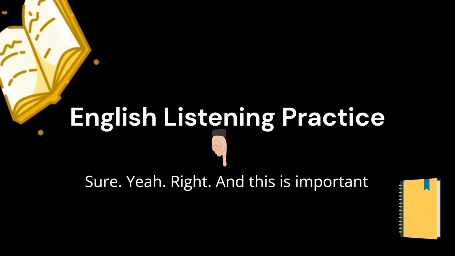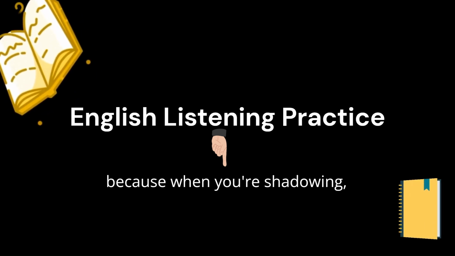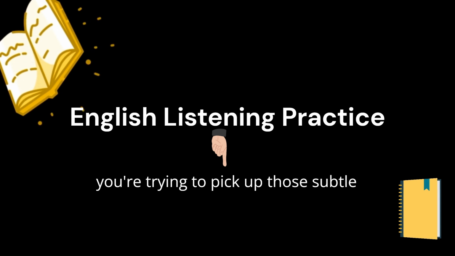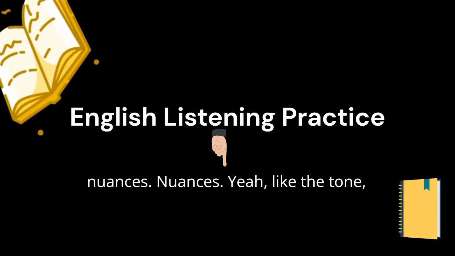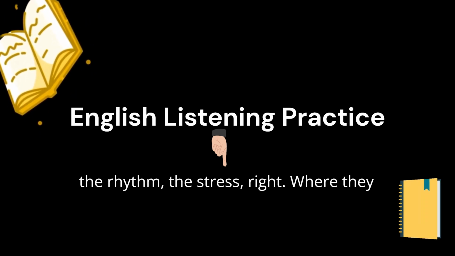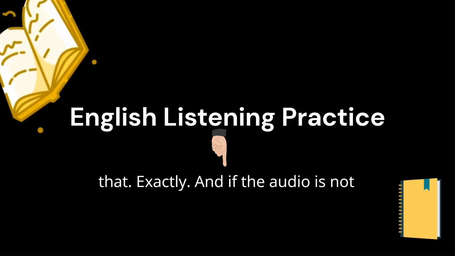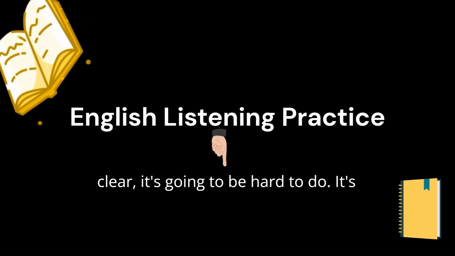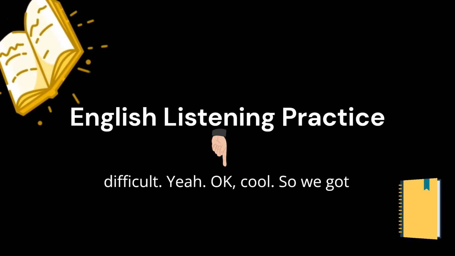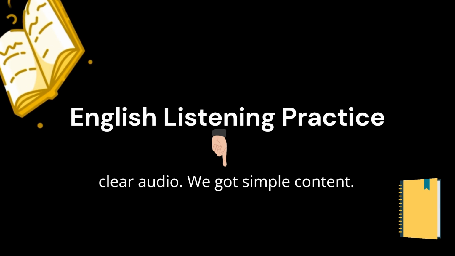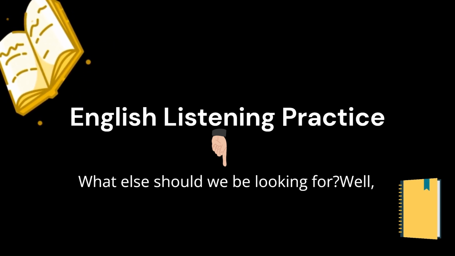This is important because when you're shadowing, you're trying to pick up those subtle nuances, like the tone, the rhythm, the stress, where they place the emphasis in the sentence. You want to copy all of that. And if the audio is not clear, it's going to be much more difficult. Okay, so we've got clear audio and simple content. What else should we be looking for?